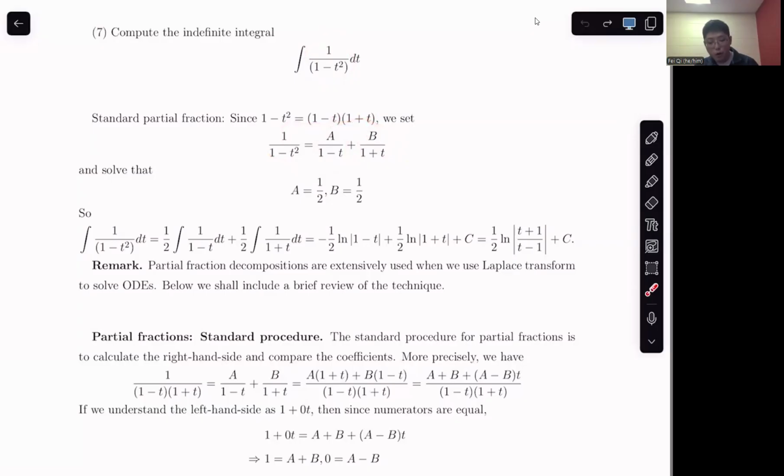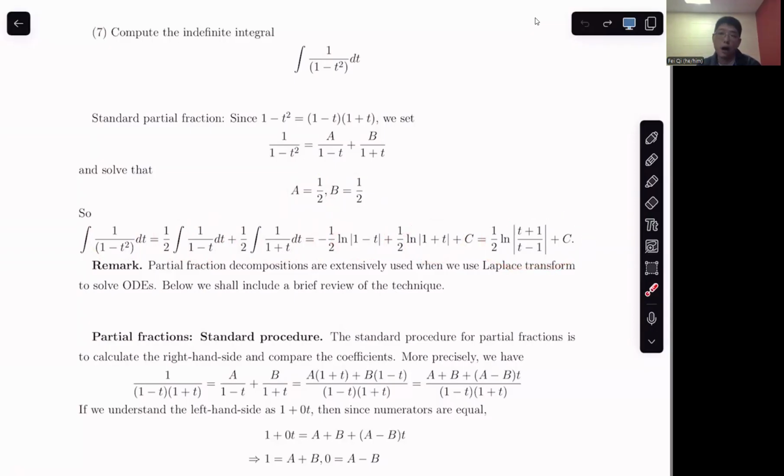And then you will be able to solve either using the traditional way or using the cover-up method. No matter what, you will come up with A equals 1/2 and B equals 1/2. So then plug it back: 1 over 1 minus t squared equals 1/2 times the integral of 1 over 1 minus t plus 1/2 times the integral of 1 over 1 plus t. These two fractions are very easy to integrate. You are basically getting natural log functions. Be careful about the sign in front. And then using the logarithmic laws, you will be able to simplify the conclusion as this.